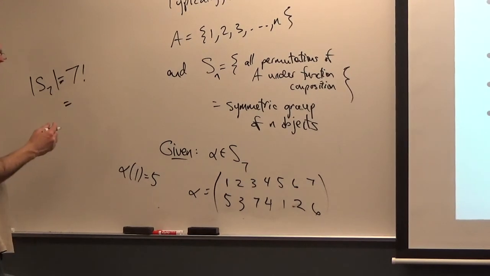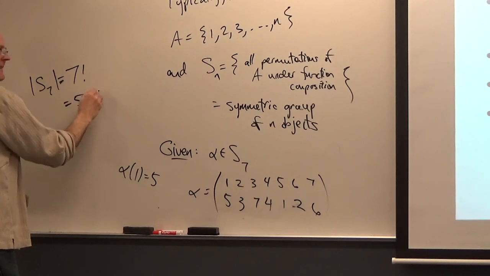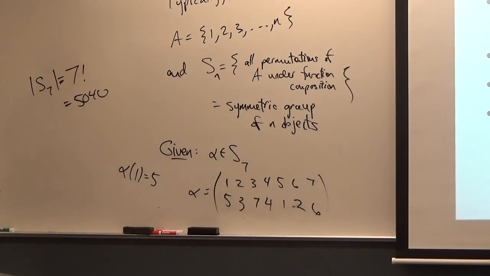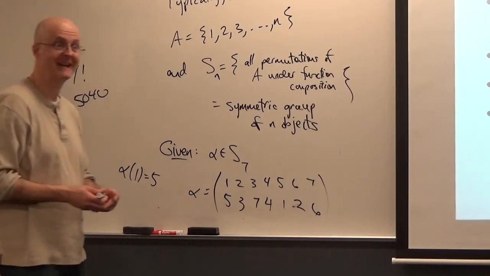Well, let's see, 5 factorial is 120. What is this, 5,040? Or is it 4,000? I think it's 5,040. Does that sound right? Anybody want to refute that for sure? I think that's right. 5 factorial is 120. 6 factorial is 720, times 7. Yeah, okay, that's right. This has got 5,040 elements in it. Yikes.